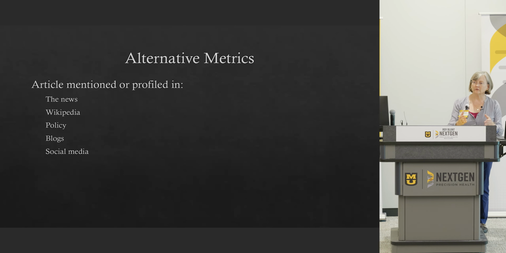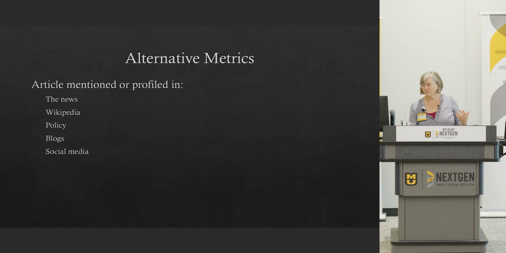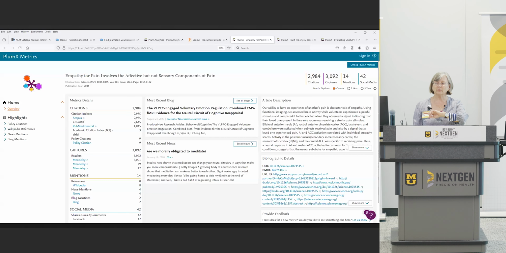So if you look at the journal and say, I think this is a good fit for me, you should just pull up a couple of articles they've published, and you could look at their alternative metrics and get a feel for whether they are consistently picked up in alternate places, such as blogs or policy. And this is from PlumX, which is incorporated into Scopus.